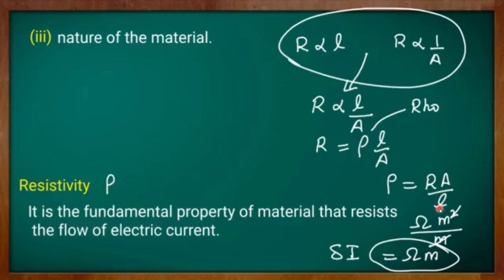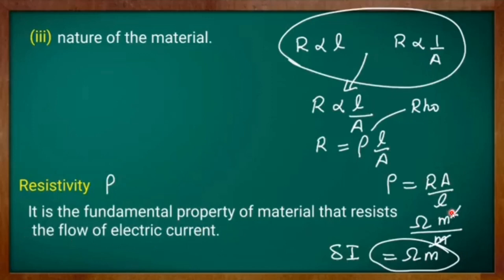Okay, so now, what is the definition of resistivity, children? It is a fundamental property of a material that resists the flow of electric current. Even the resistance we said is a property of a conductor to resist the flow of current. Resistivity is somewhat similar to resistance. It is a fundamental property of a material. In resistance we did not mention the nature of the material, but in resistivity it is the nature of the material that resists the flow of electric current.